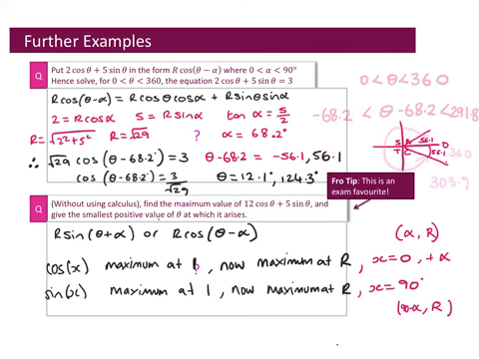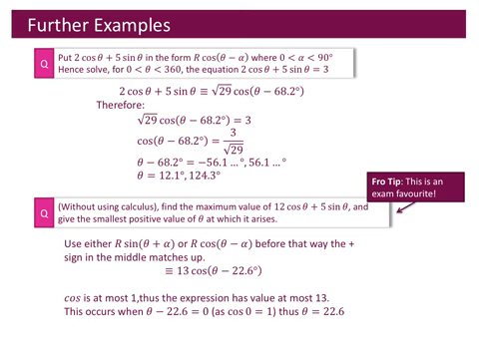13 should be the maximum for both. Is it 90 minus alpha? Right, well, try both ways and see what you get. So the answer is 22.6. So give that a go. Let me know how you get on.